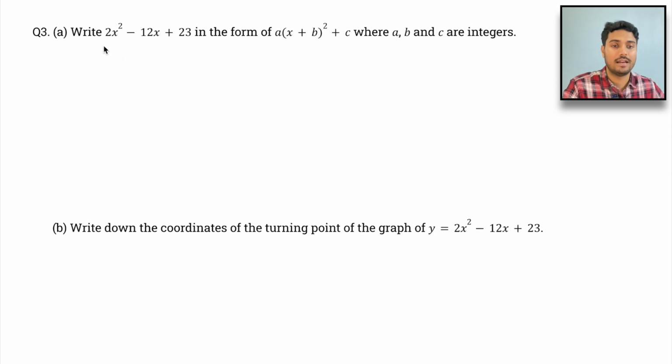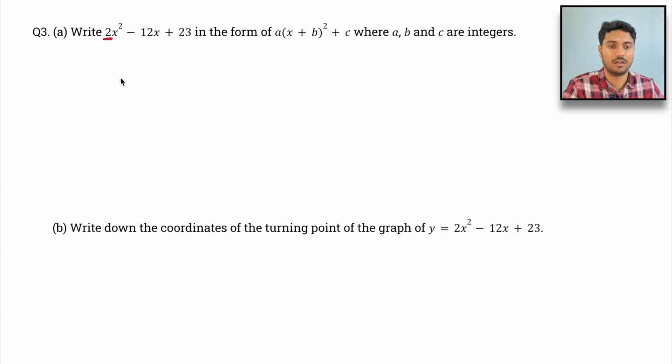It says write 2x square minus 12x plus 23 in the form of a(x plus b) the whole square plus c. Now till now, the questions that we solved, we observed that the coefficient of x square was 1. In this case, the coefficient of x square is not 1. That means we have to make the coefficient of x square as 1. And how is that possible? Because the coefficient of x square is 2, divide the entire equation by 2.